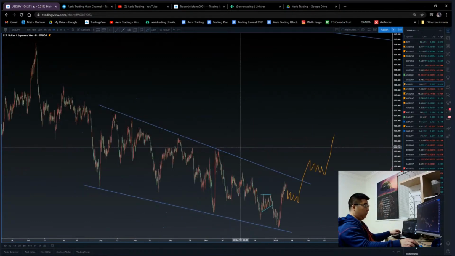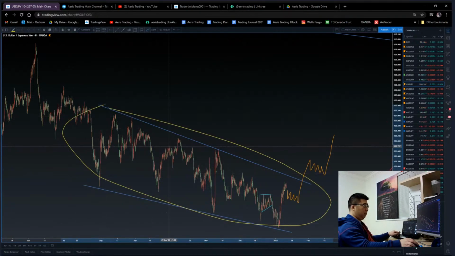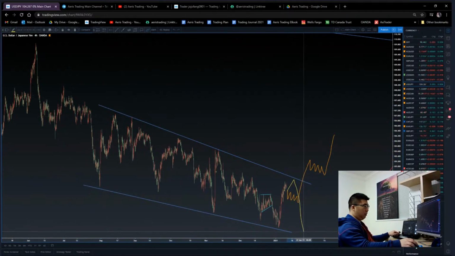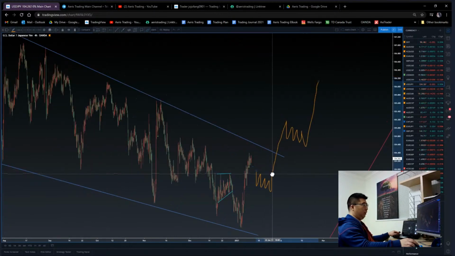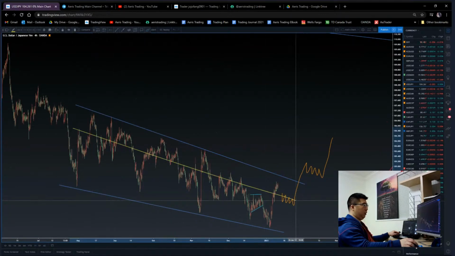There's a few options here that the price can still correct in this. This can push to the upside and correct down and then continue upwards. What I'm more interested in is actually if I can see a complete breakout from this structure here, right?